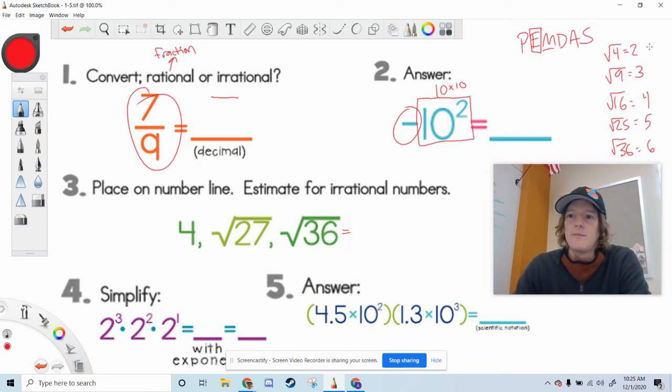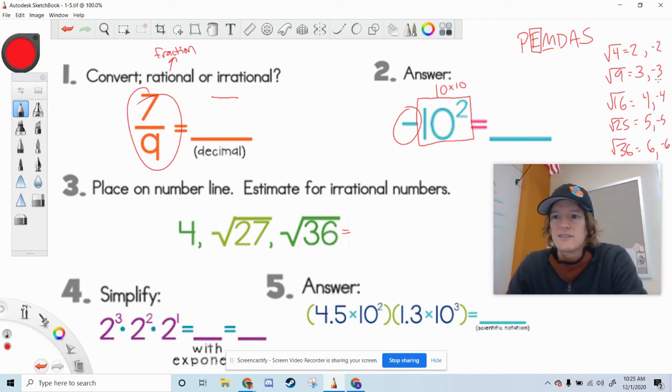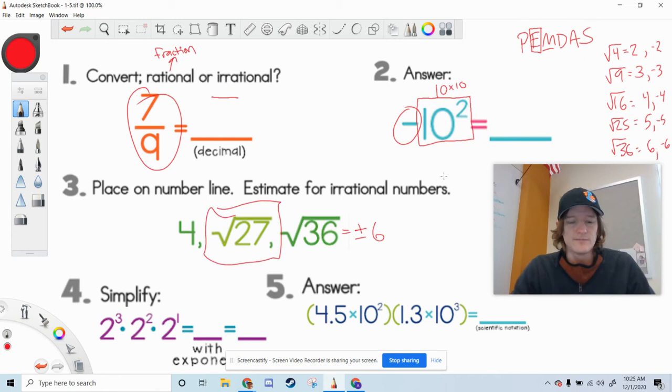All right. Also note that this can also be -2, -3, -4, -5, and -6 because a negative times a negative makes a positive. So it's positive and -2, positive and -3. So this one is positive and -6. And then the square root of 27 is one of these irrational numbers. 4, 9, 16, 25, 36 are perfect squares. And 27 is not a perfect square.